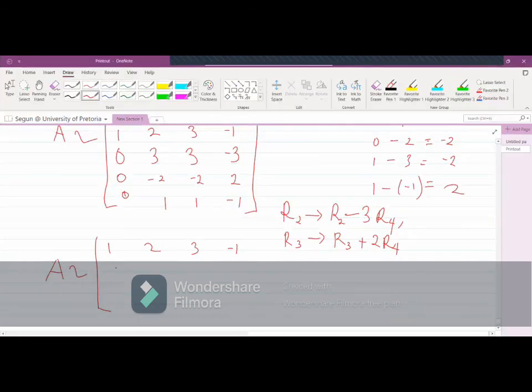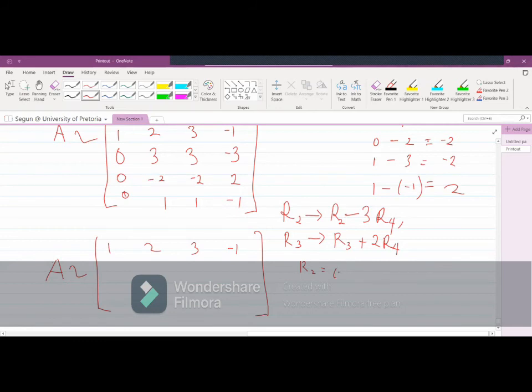So for R2, let's work on R2 first. Don't forget your R2. I'm just doing this side work. It's not compulsory. Nobody is marking it. You can use your hand to do it once you get your operation ready. So it's going to be R2.